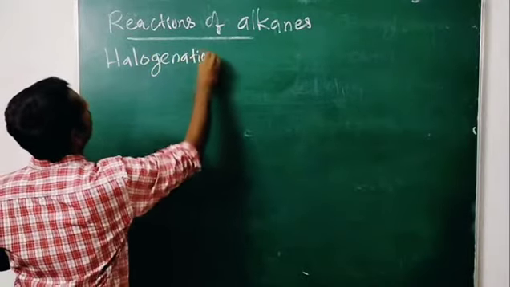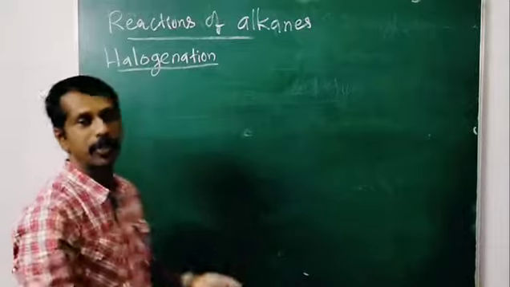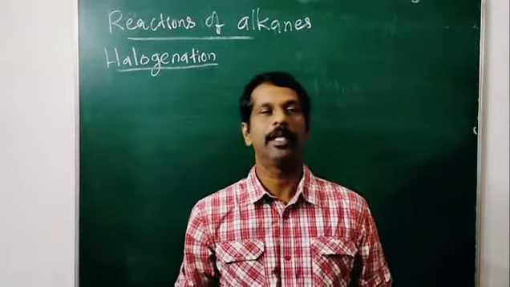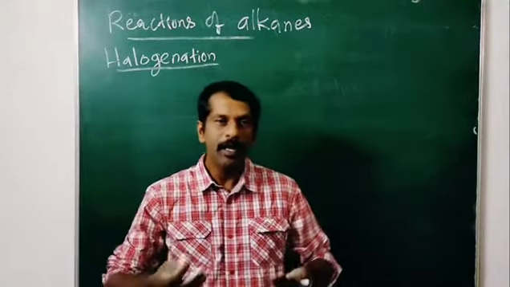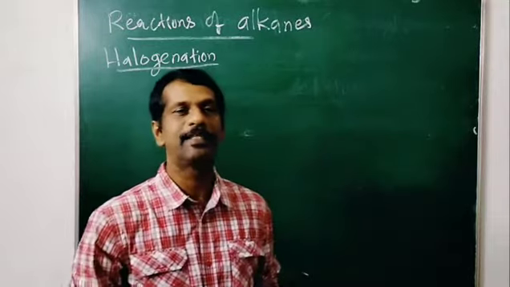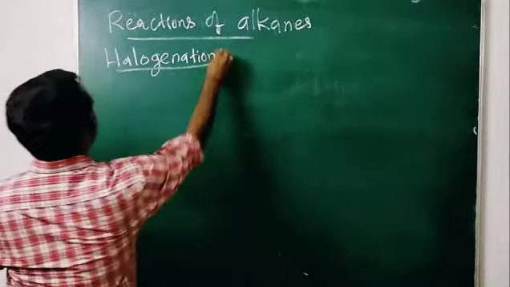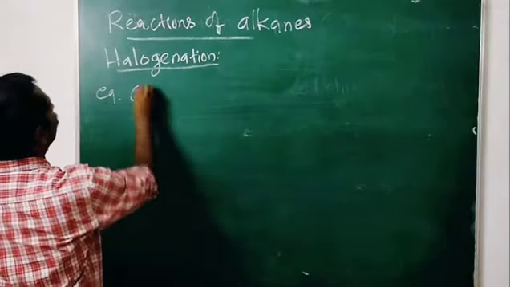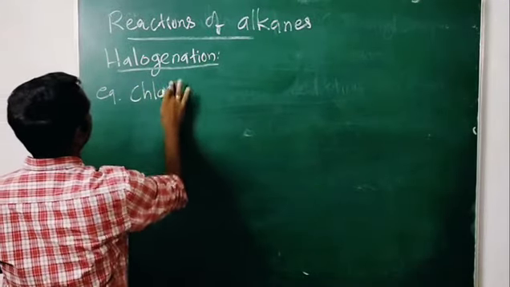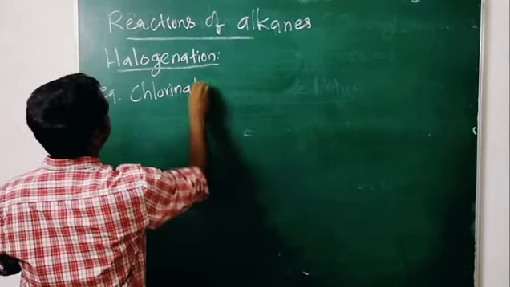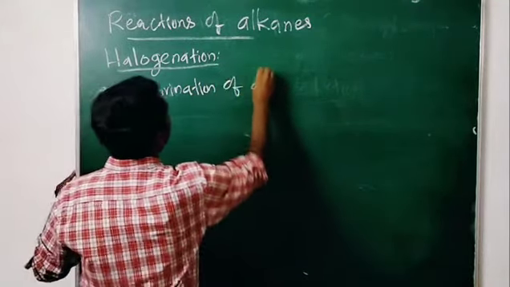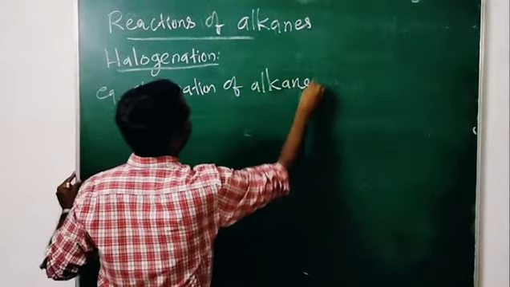What do you mean by halogenation reaction? Reaction with the halogen, that means chlorine, bromine, or iodine. In halogenation, we discuss, for example, the chlorination of alkane.